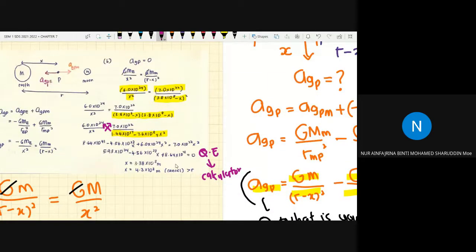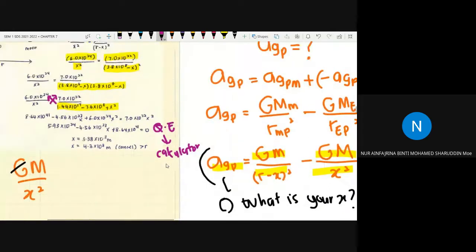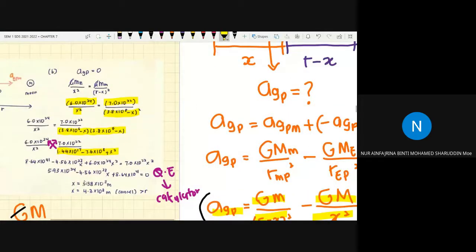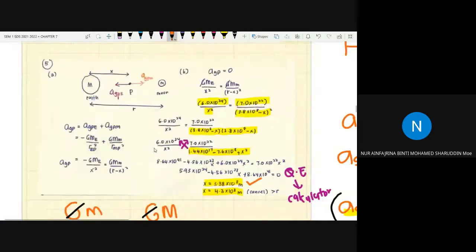Satu adalah 3.38 times 10 to the power of 8 meter and another one is 4.3 times 10 to the power of 8 meter. Korang nak pilih yang mana? Which one will you guys choose? 3.38. Why 3.38? Sebab awak cuba tengok value distance R dia kasih.